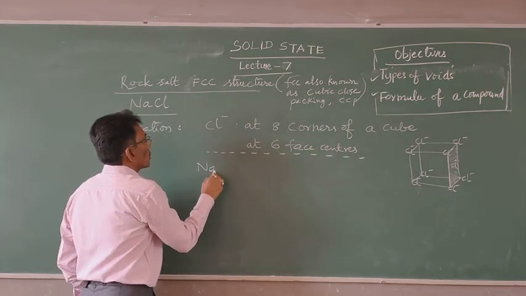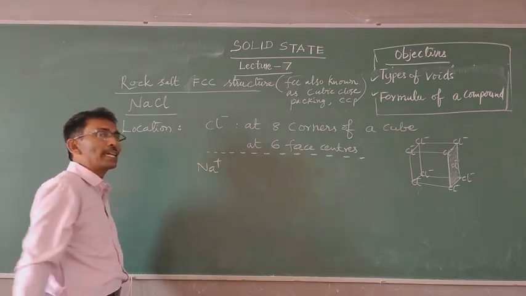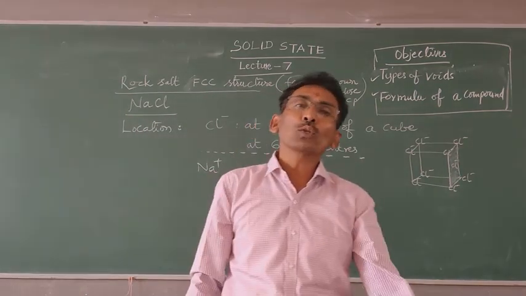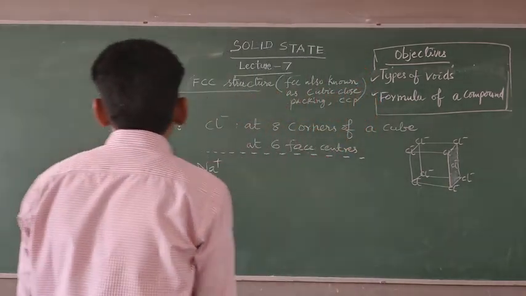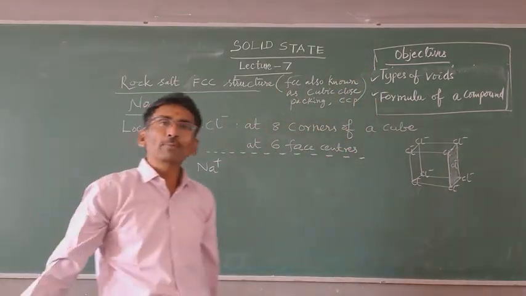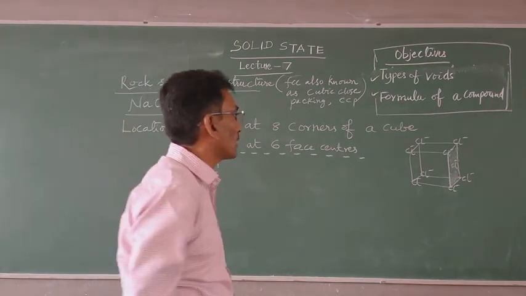Na plus ions being smaller than the anion, they are occupying voids. What are the voids here? In a rock salt FCC, we have two types of voids, octahedral and tetrahedral.